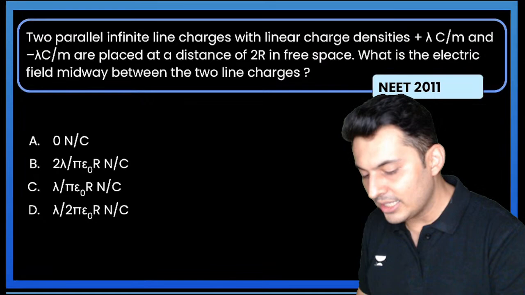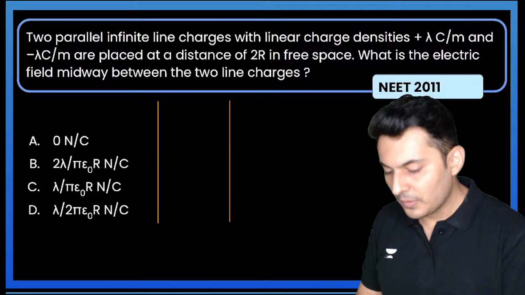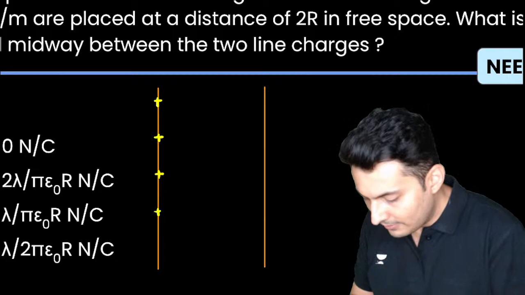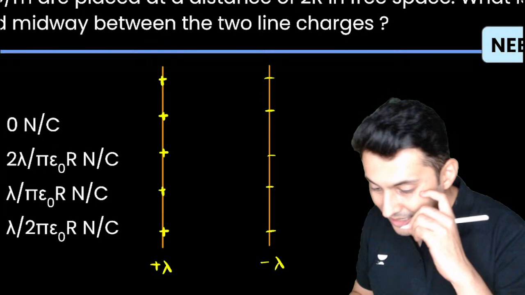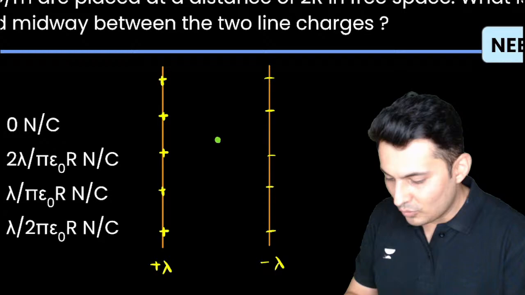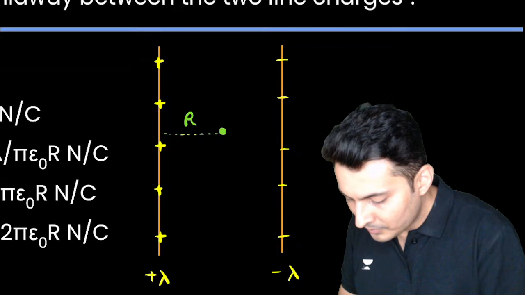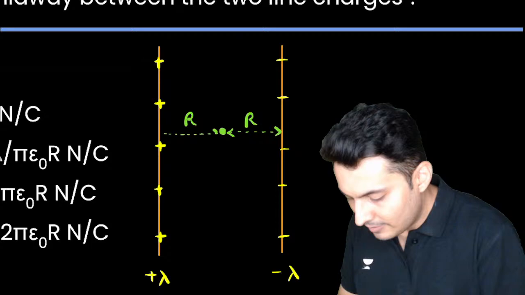Imagine one wire here, another wire here. One wire is positively charged, the other wire is negatively charged. Plus lambda and minus lambda. The distance between them is 2r. The question is exactly at the midpoint. That means somewhere over here, what do you think the field will be? Obviously midpoint means this would be r, and even this would be also r. Correct?